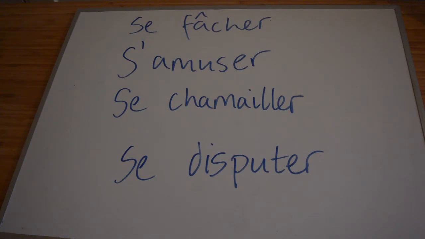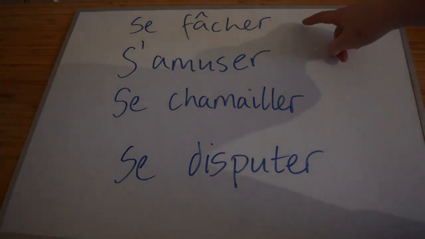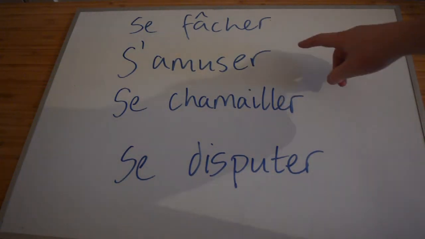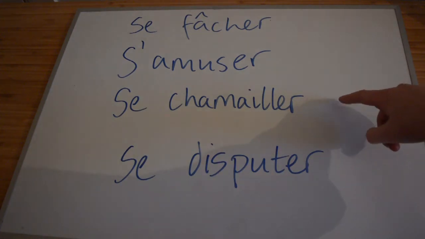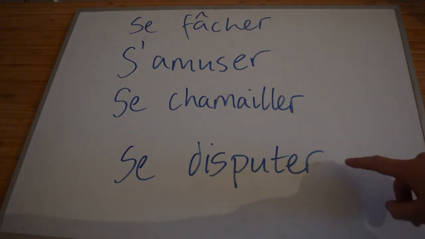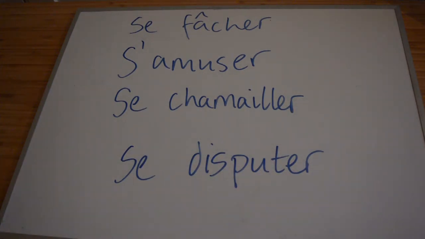These are the other reflexive verbs that end in ER that we're going to look at to do with family and friendship relationships. So we've got them ending in ER. Se fâcher means to get angry. S'amuser means to have fun. Se chamailler means to squabble. And se disputer means to argue. The only other two that we're going to be looking at are se dire, which means to confide in someone, to tell secrets, etc. And s'entendre, which means to get on with.